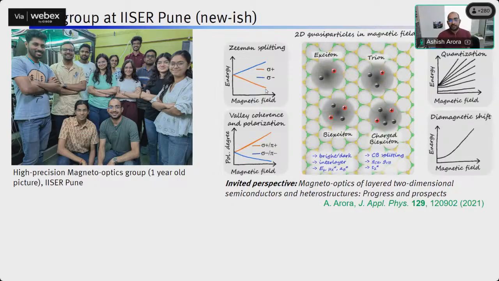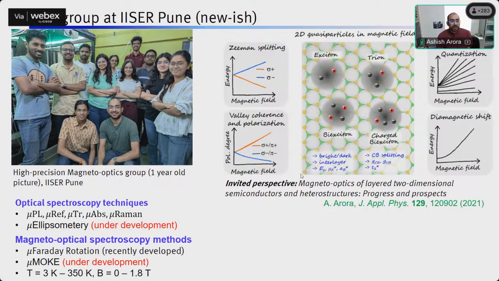We've studied various effects, which I am naming some of them here, called Zeeman splitting. We are aware of that. Then there are some more effects such as valley polarization, valley coherence. I will come to some of these. Something called diamagnetic shifts, and so on, Landau level formation or Landau quantization, and so on. So if you are curious to understand this area of research, until 2021 I had written this invited perspective in the Journal of Applied Physics called Magneto-Optics of Layered Two-Dimensional Semiconductors and Heterostructures: Progress and Prospects. So there are various spectroscopy techniques which we use.